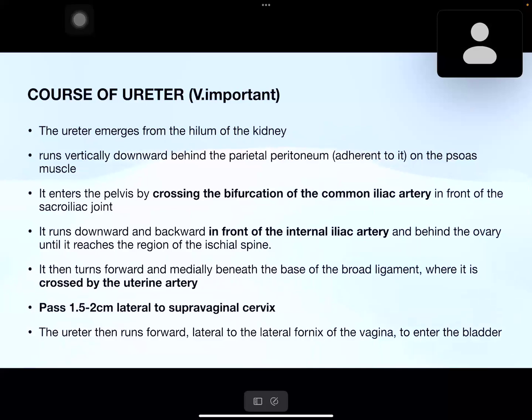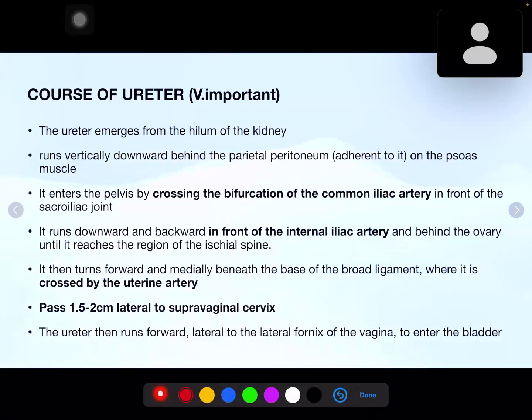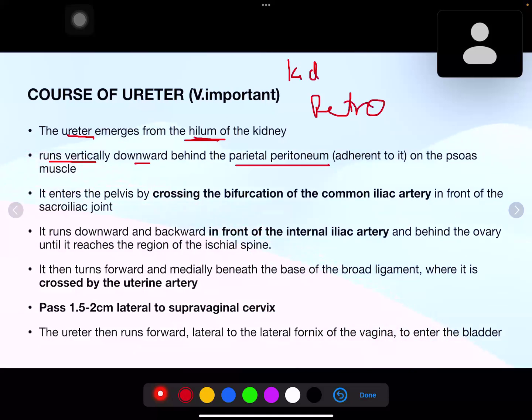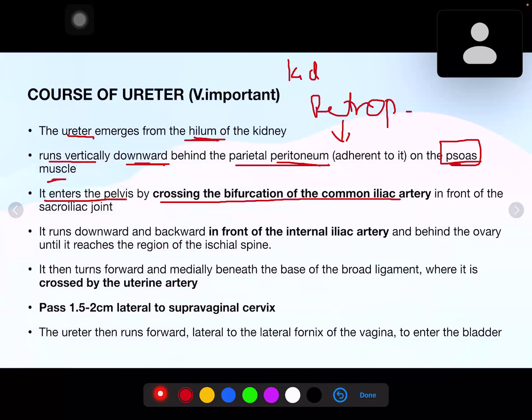Now, this is a very, very important course of the ureter that is coming in exams multiple times. Okay, so starting from the origin, the ureter starts from the hilum of the kidney. Now, it runs vertically downward behind the parietal peritoneum. Now, we all know that kidneys are retroperitoneal. Okay, so the ureter would also be retroperitoneal. So it runs vertically downward behind the parietal peritoneum on the psoas muscle. Okay, the psoas muscle is on the posterior abdominal wall. Okay, so now it enters the pelvis by crossing the bifurcation of the common iliac artery.